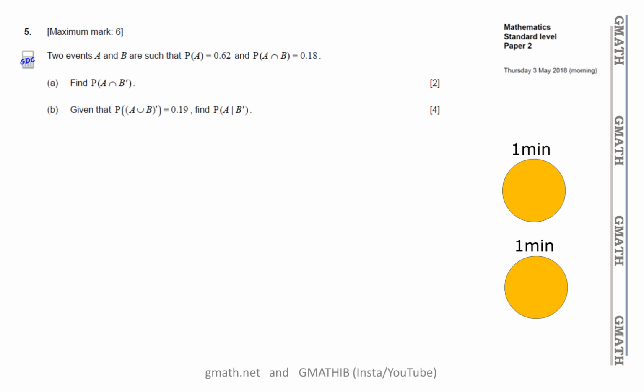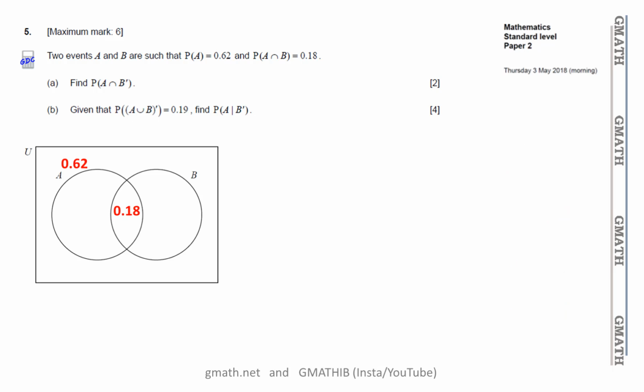Let's use the Venn diagram, as in the previous exercise. Be sure you understand the red numbers and the fact that we are looking for the value of the probability of event A and not B. The answer is simply 0.62 minus 0.18, of course.